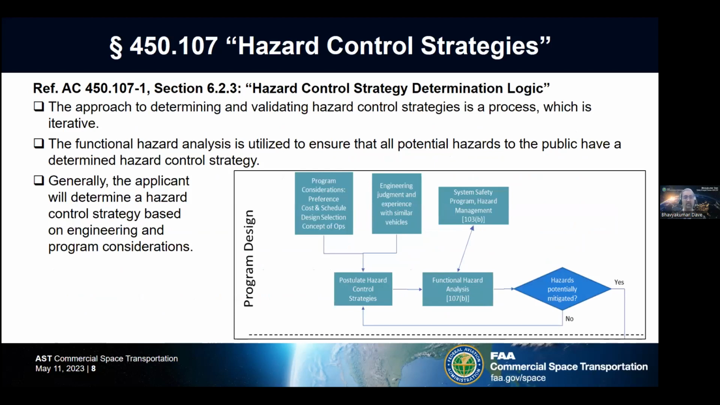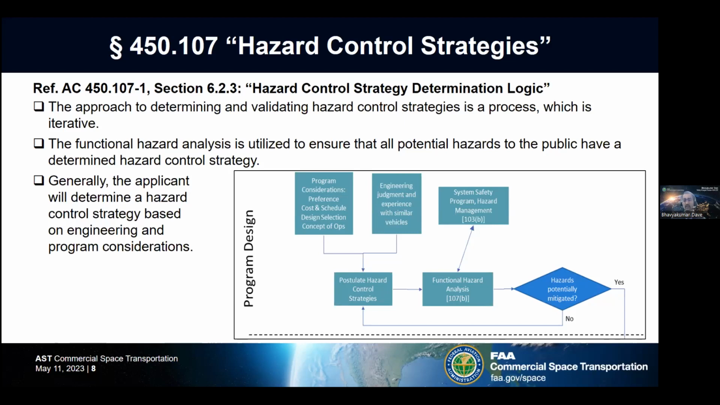Okay, so here in section 6.2.3 of the AC, we talk about the hazard control strategy determination logic, and there is a figure in the AC that outlines the overall process. It's a process flow chart for determining the hazard control strategy. And on this slide, we start out with the beginning portion of the logic diagram, which is at the program design level. And generally here, the applicant will determine the hazard control strategy based on 2 factors. The first is engineering judgment and experience with similar vehicles in combination with the program considerations. So that may be preferences, cost and schedule, design selection, or concept of operations. So these 2 factors will then feed into the applicant's initially postulated hazard control strategy or multiple strategies.